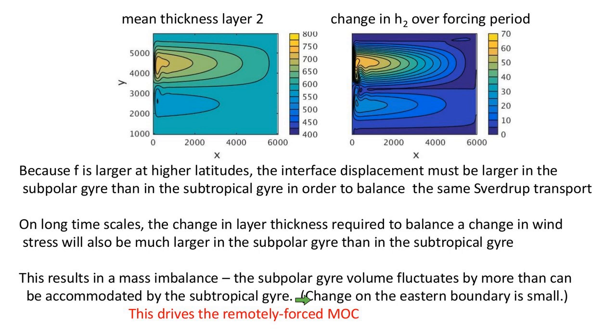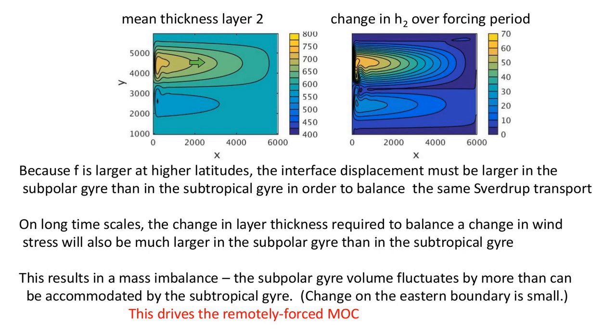So now I want to describe what I think is going on. This is the mean layer thickness in layer 2 for that case with the 10-year period forcing. You can see the interface displacement in the subpolar gyre is much larger than it is in the subtropical gyre. And that's easy. It's just what's required to balance the sverdrup transport. Because f is larger at higher latitudes, we need a larger interface displacement to balance the same meridional transport. So these are essentially just sverdrup balances. But because f is larger, we need more interface displacement here.